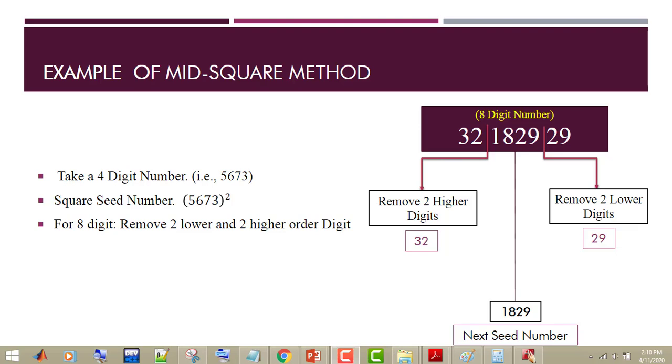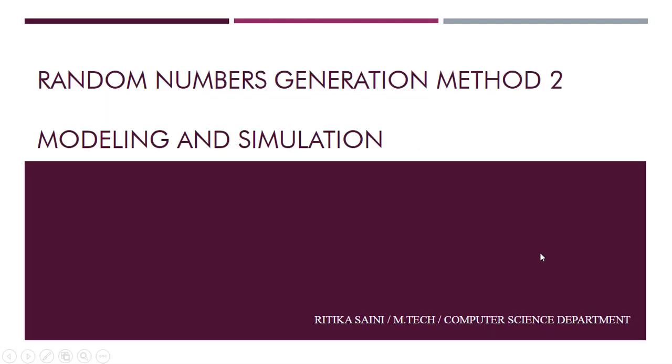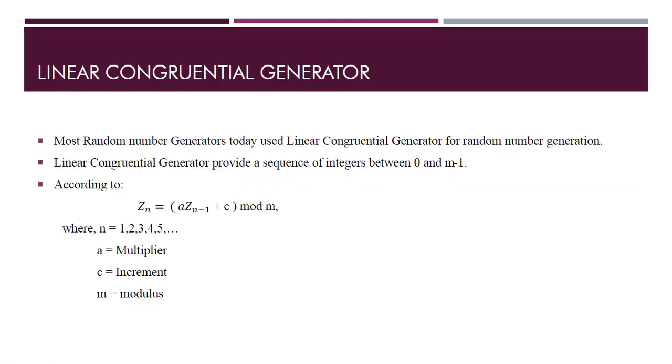Hello, as in the previous video we discussed the middle square method for the generation of random numbers. In this video we will discuss another method for the generation of random numbers, that is the linear congruential generator. Using this method we will generate a sequence of random numbers. This is the most widely used method, used by most random number generators.